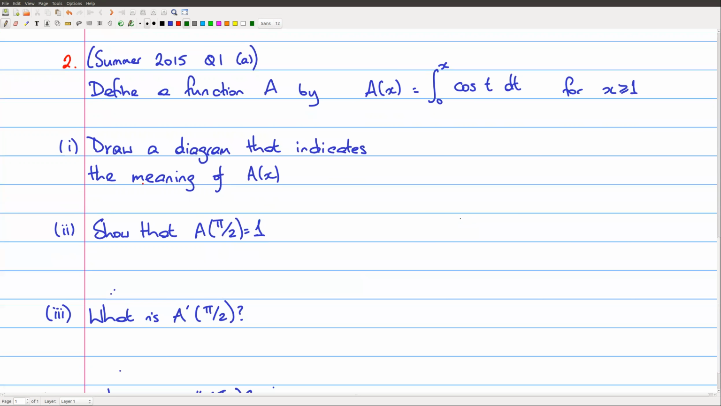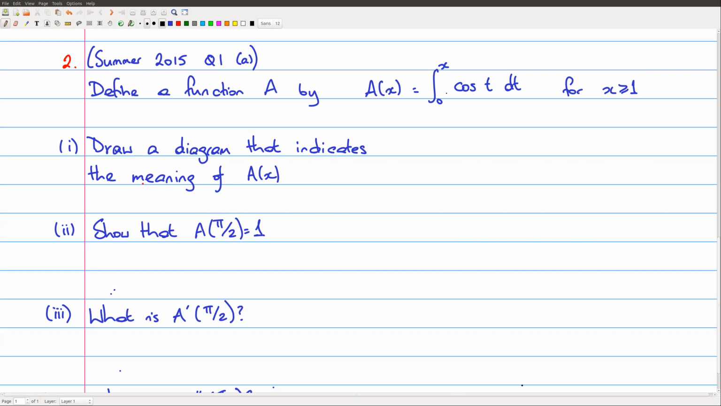Here's another one, a slightly more complicated example with a few parts. This one also is from an old paper in this subject. It's from the summer 2015 paper. And here we're given a function a, again, very similar. A is an area accumulation function for something. This particular a, what it measures is area accumulated under the cosine graph from 0 to some x.